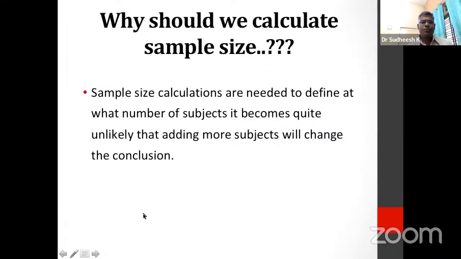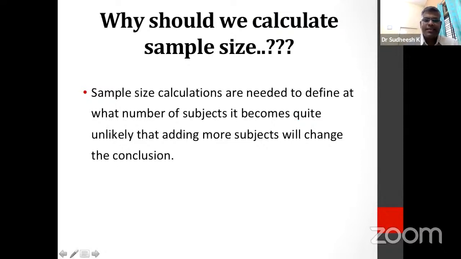So why should one calculate a sample size? It's simple, because sample size calculations are needed to define at what number of subjects it becomes quite unlikely that adding more subjects will change the conclusion.